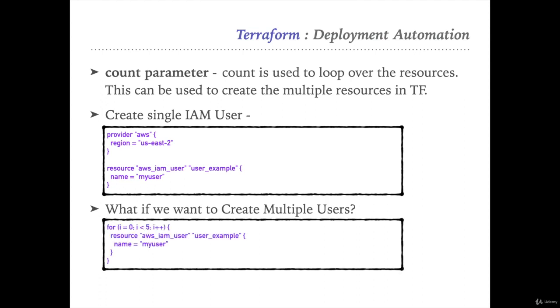You need to define a syntax like that. For i equals 0, i less than 5, i plus plus, resource aws_iam_user, user example, my name is my user. This syntax you must be familiar with. If you are using programming languages and have the basic syntax knowledge, then this is the for loop syntax. But the question is, will it work with Terraform? And the answer is no. It won't work with the Terraform configuration language.